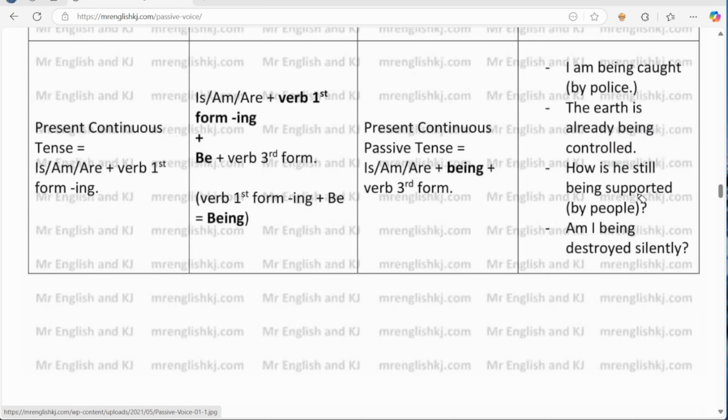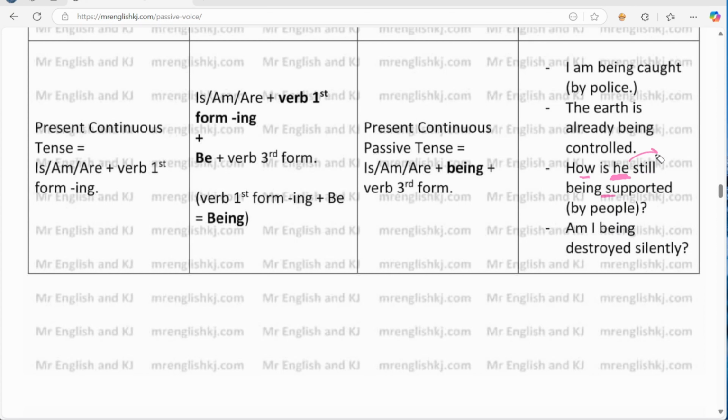Okay. How is he still being supported? Try to understand. It's a question. You are asking a question. Remember that he is not the subject. He is the object. Okay. He is receiving here. So how is he still being supported? He is receiving the support by others. So I'm questioning this. How is someone still supporting him? Okay, because he is the object.